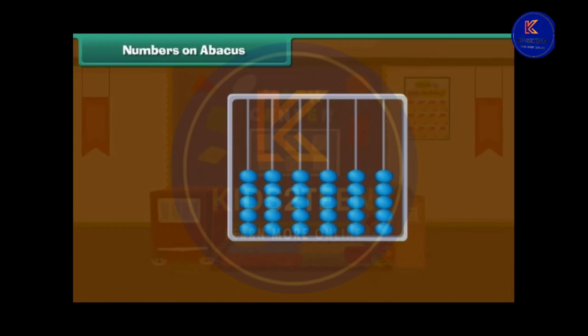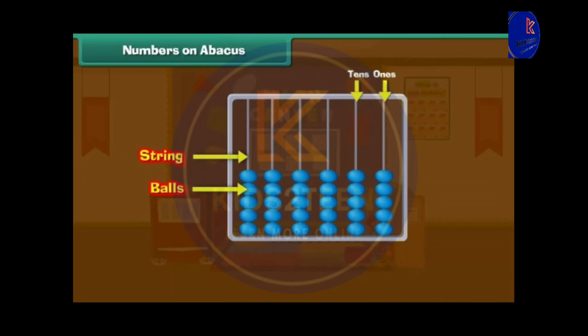Numbers on abacus. We can use an abacus for counting. This is an abacus. It has many strings and each string has many balls. We use the rightmost string to count ones. We use the next string to count tens. This abacus has 3 balls in the 1 string and 2 balls in the 10 string.